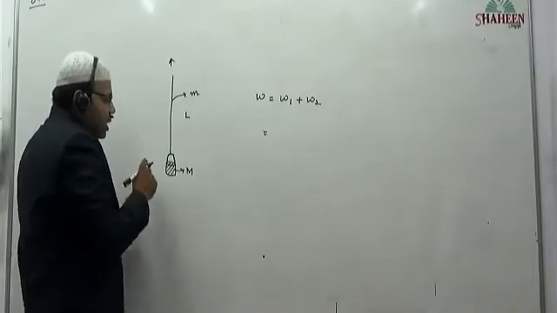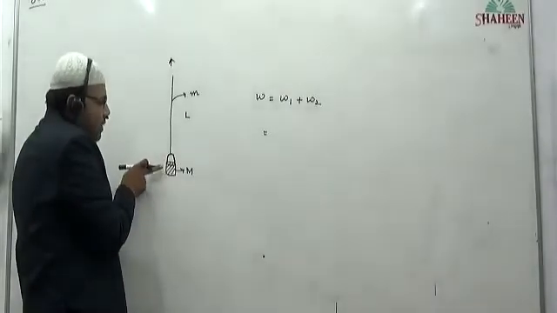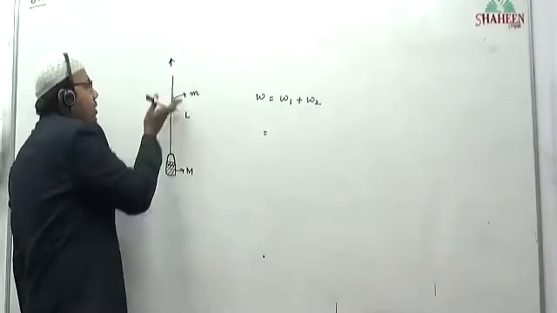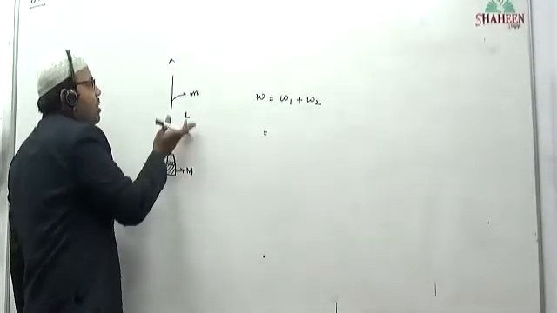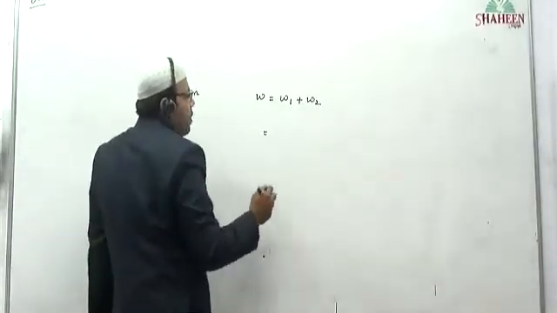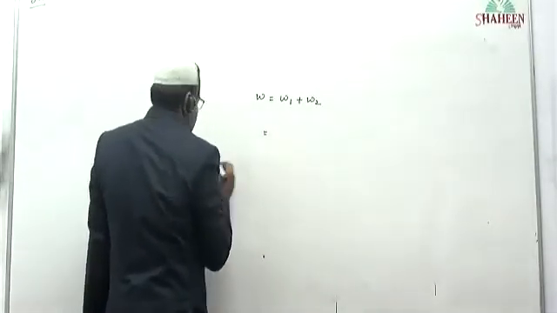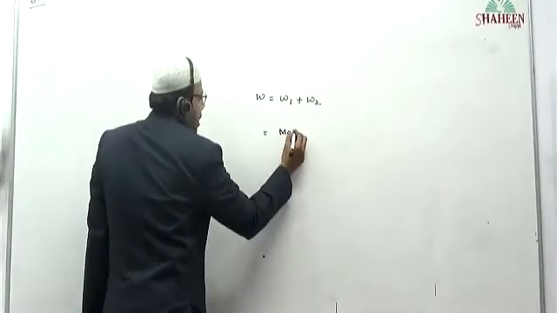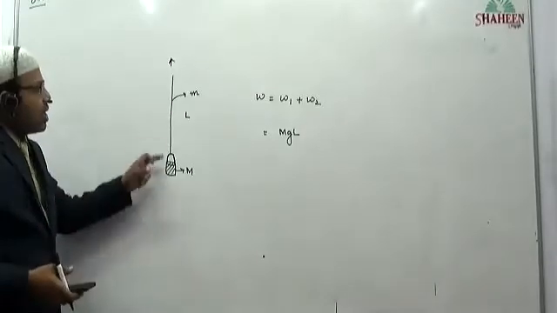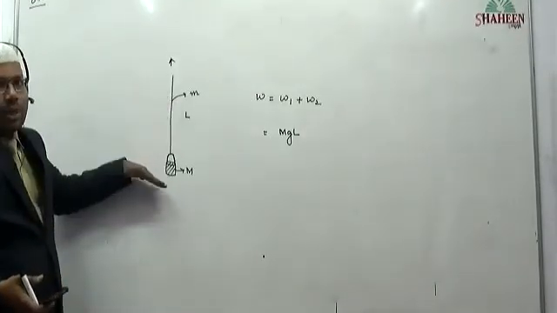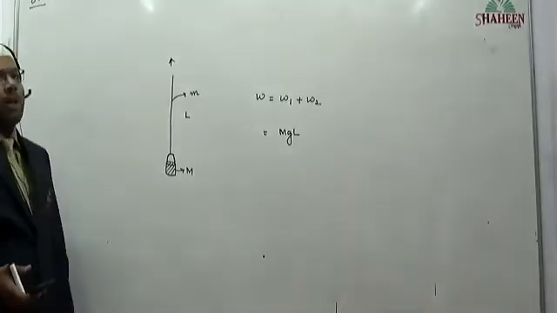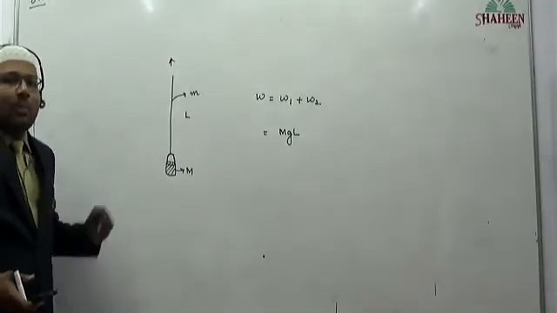So when I consider only this one, what is the mass here? m, and it has to be lifted. This mass m has to be lifted up by how much length? L. So what I do here is mgL. Actually I have to use mgh, where h is the height by which it is being raised. So it is mgL. This is for only the bucket.